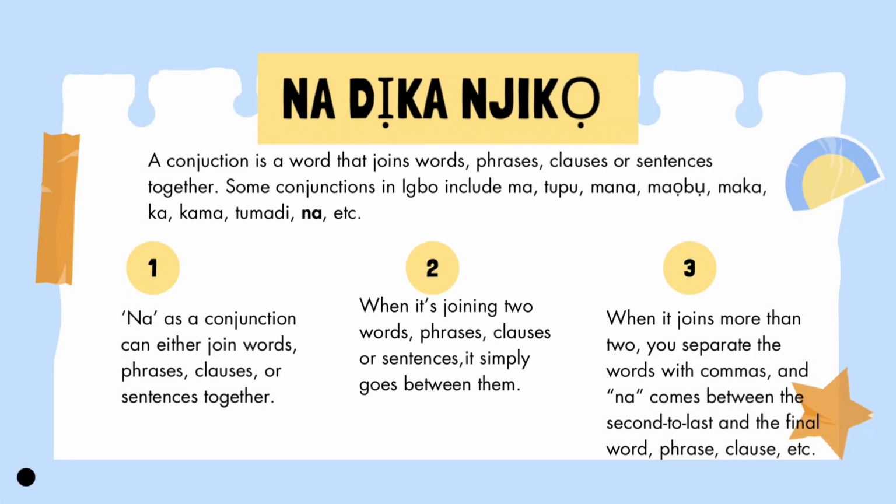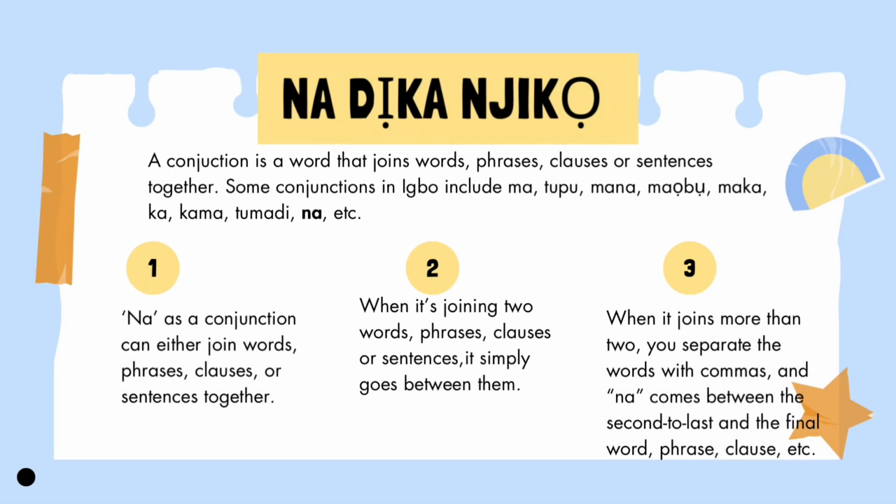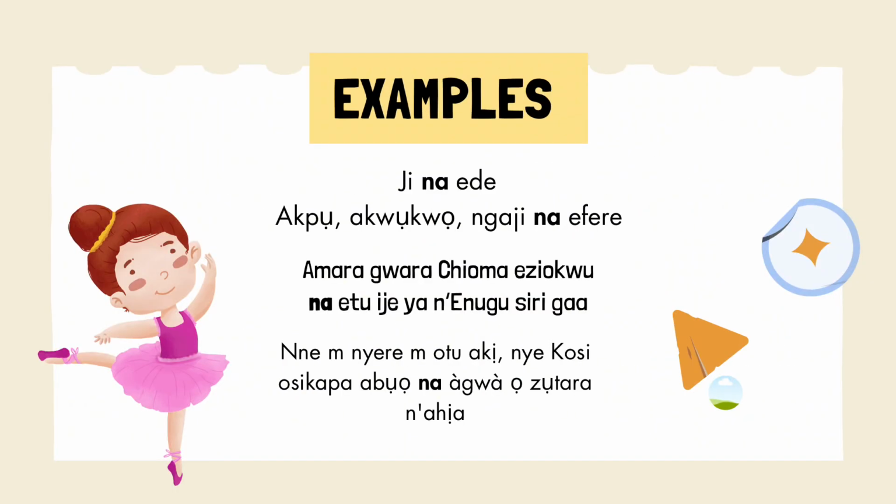Now, when na is functioning as njikọ, one thing to note here is that it joins either two words, sentences, phrases, or clauses together. Now, when it's joining two phrases together, you see na sitting pretty in between those words, okay? But when it's joining more than two words, phrases, clauses, or sentences together, you see that these words will be separated with a comma. Then the second to the last one and the last one now will be sitting pretty in between them. Now let's look at these examples.